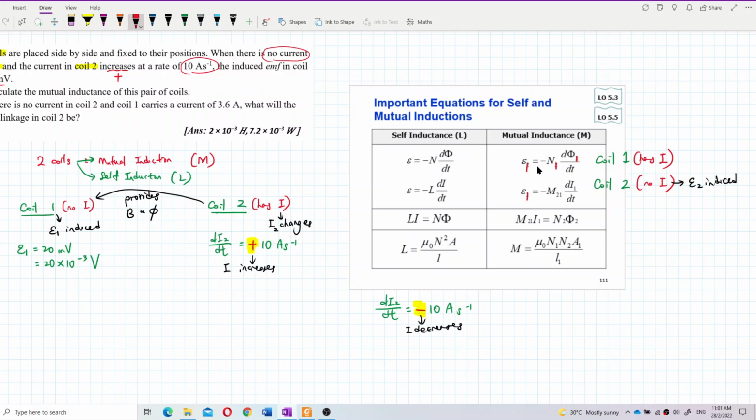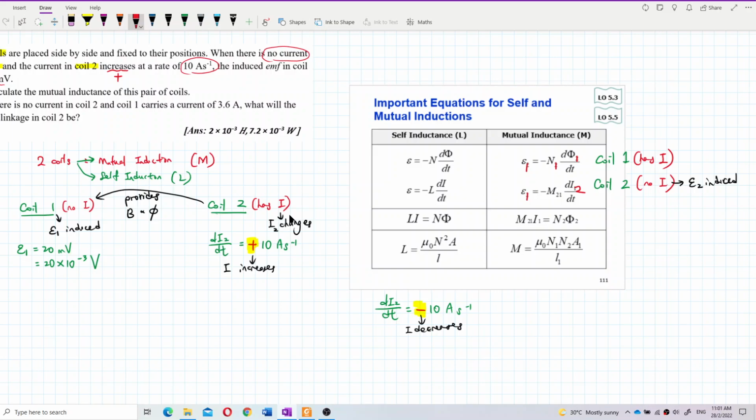And then because there is a change of current in coil 2, this is di2 over dt. Understand? Change a bit. And then below here I also change. Which one has current? Coil 2. Coil 2 has a current.